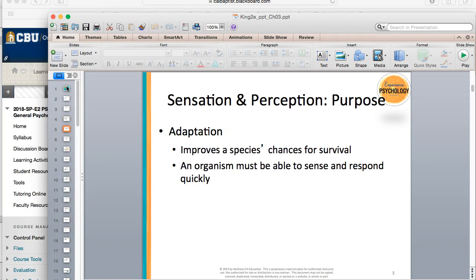So adaptation. From the beginning of time, adaptation has been a major part of psychology. It improves the species' chance for survival. Just as they talk about, in earlier times, cavemen, how we've evolved from cavemen. So adaptation is a huge part of not just psychology, but the world in general. Organisms must be able to sense and respond quickly. Just like with vaccinations and different viruses and diseases, these organisms are adapting to our cures and our vaccinations and our different things like that. So they're making these adaptations to grow and improve and to continue their life.